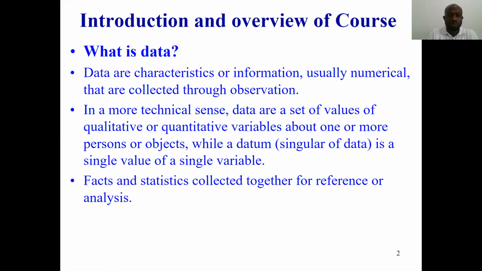Introduction and overview of the course. When we talk about database management system, the first keyword that we must know is data. So at least we should have a fair idea of what data is. Data are characteristics or information, usually numerical, that are collected through observations. In a more technical sense, one can say data are a set of values of qualitative or quantitative variables about one or more persons or objects.